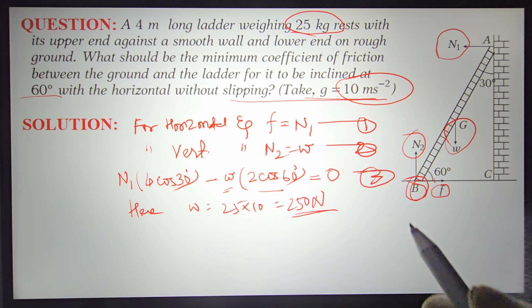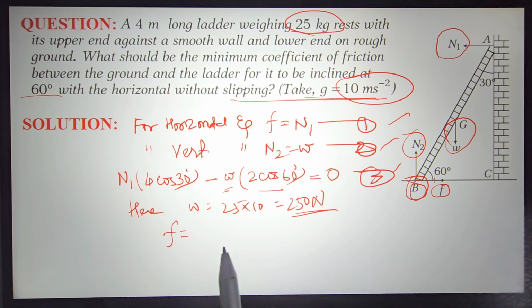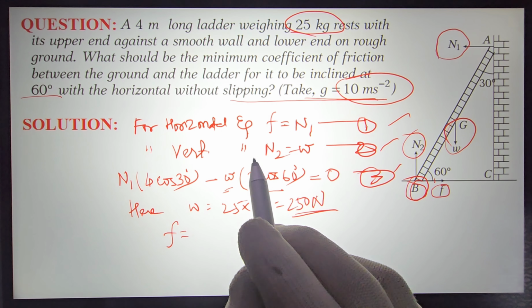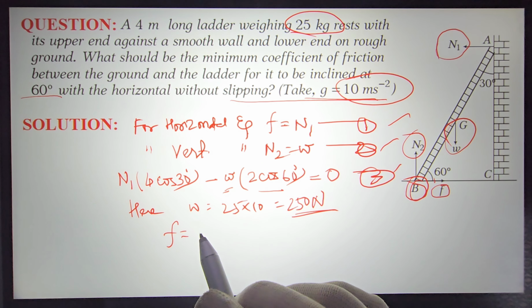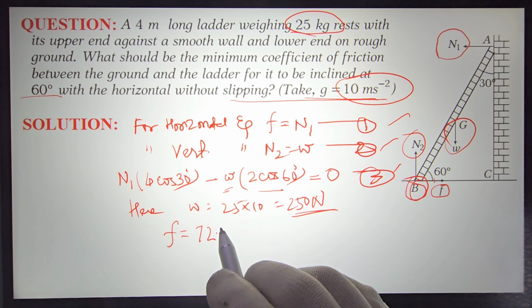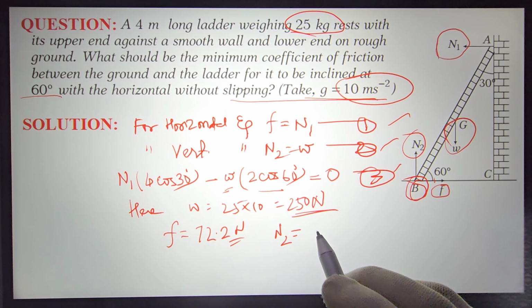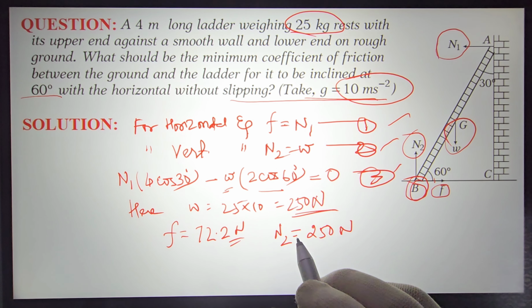Now solving these three equations 1, 2, 3, what are we getting? We are getting the value of F. First of all, what is the value of F? Let me pause this video, just mind calculating so that I would get you the video solution. Just wait, I'm just solving this using a calculator so that less time will be required. Okay, so this is now F comes out to be 72.2 newtons and N2 I'm getting is around 250 Newton.